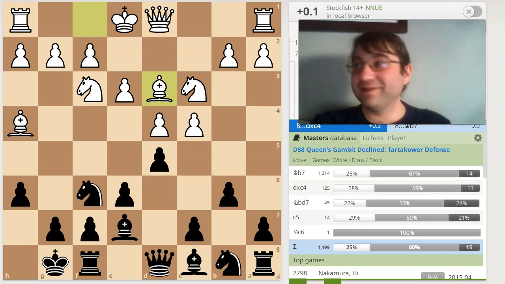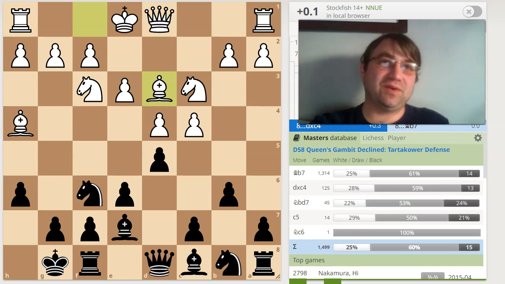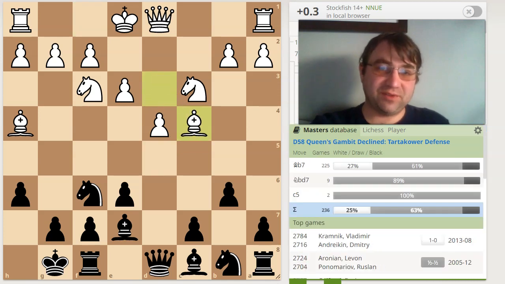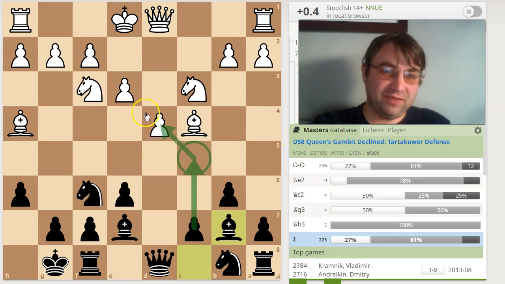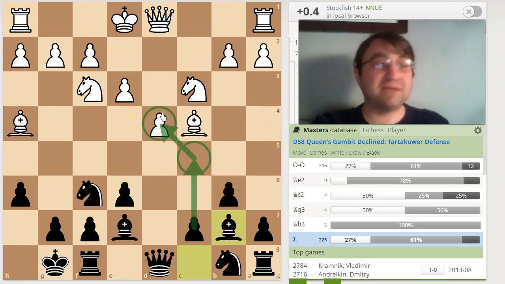So this is an interesting general rule that I like to come up with for this position. Like, you play dc4, bishop c4, and then you play bishop b7, and of course your idea here is to equalize with c5 and c captures d4.